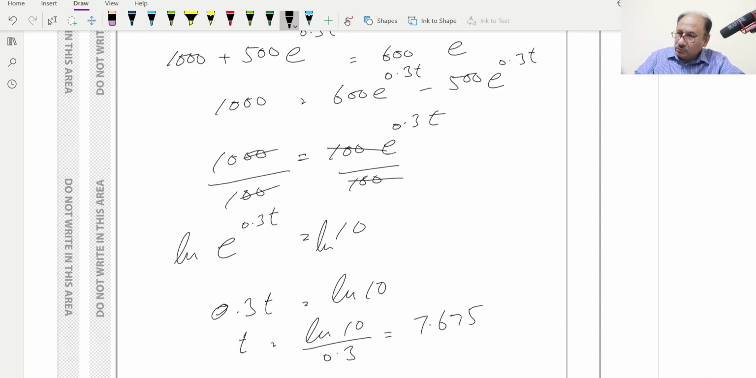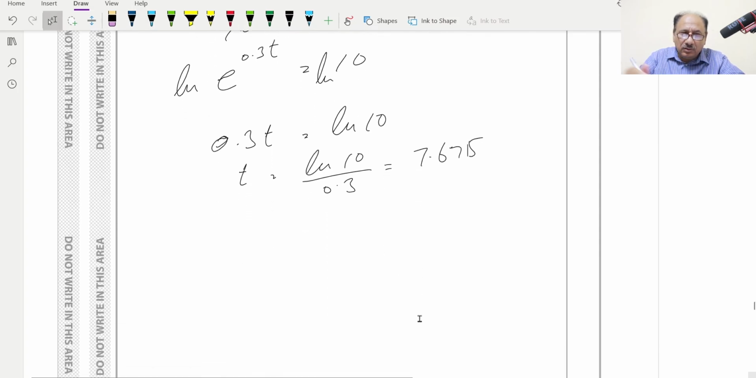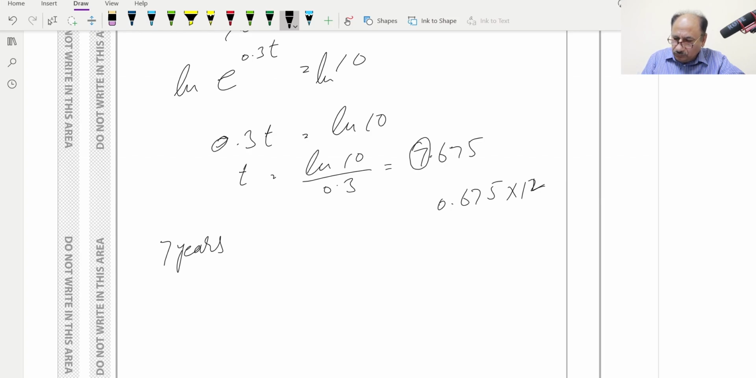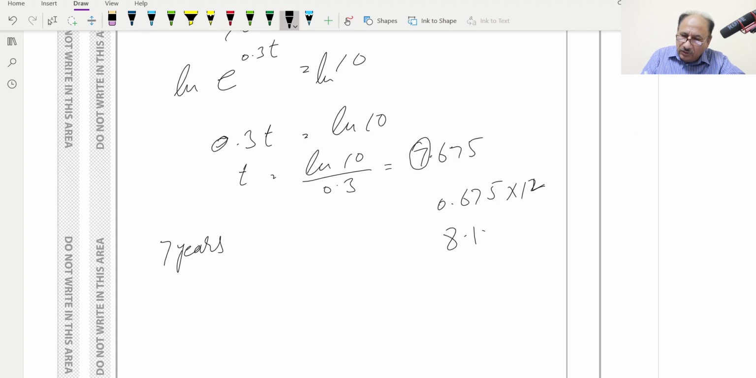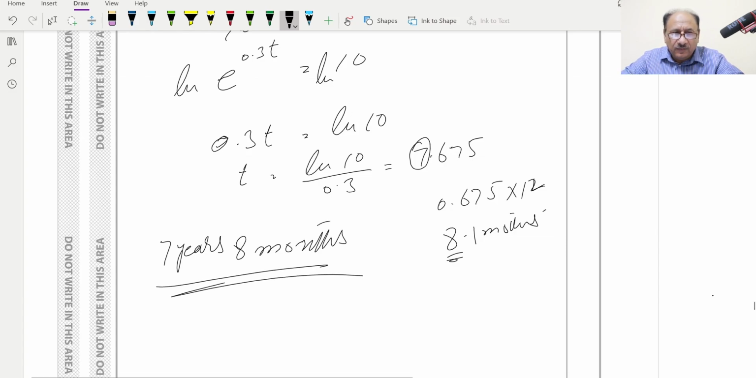7.675. They are asking for years and months, so 7 is the complete years, so we can write 7 years, and 0.675 we will multiply by 12 to get the months. 0.675 multiplied by 12 will be equal to 8.1 months. We have to provide the completed months, which will be 8, so we write 8 months. This will be our answer for this part.